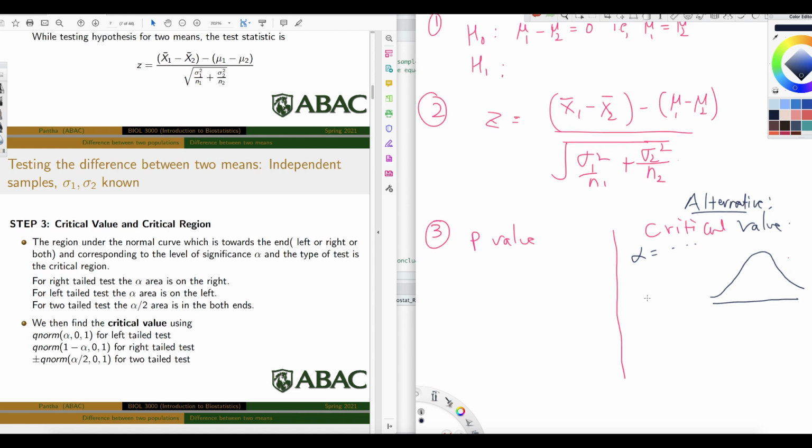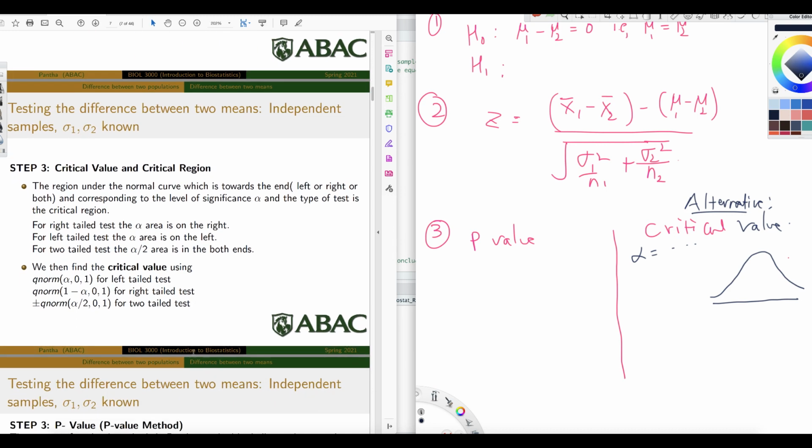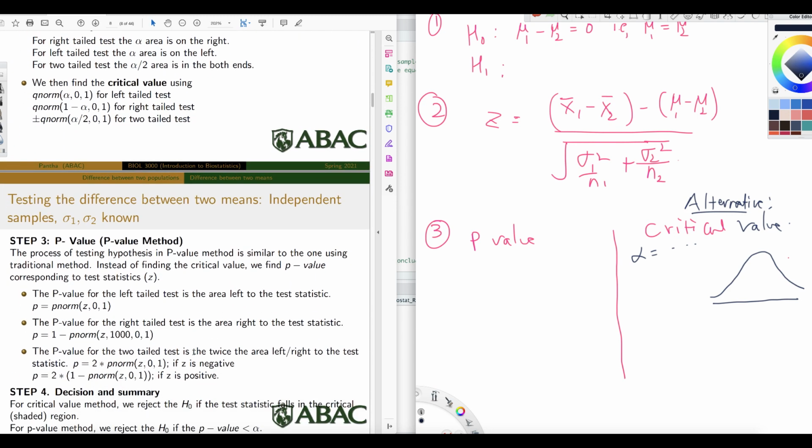All right, and then number 4, look at this. I have mentioned how to find the critical value. You do qnorm(alpha, 0, 1) for the left tail test, qnorm(1 minus alpha, 0, 1) for the right tail test, and plus or minus qnorm(alpha/2, 0, 1) for the two tail test. That's what you do. Or another method is the p-value method.